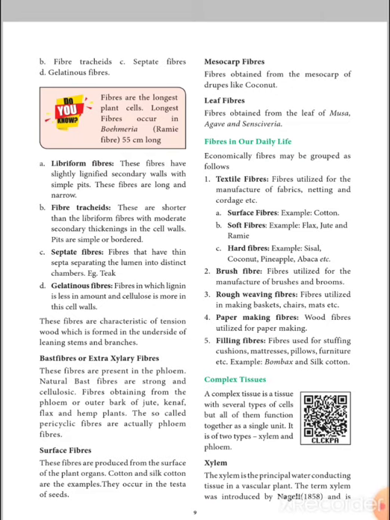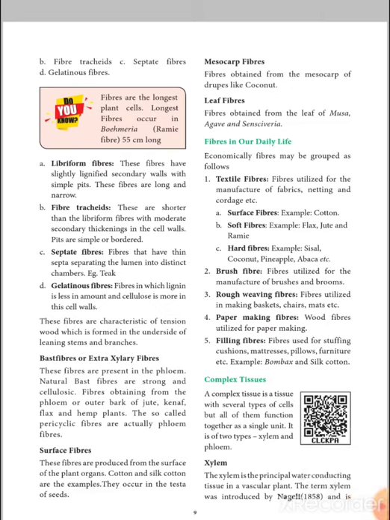The first one is the libriform fiber. These fibers have slightly lignified secondary walls with simple pits. These fibers are long and narrow. Then fiber tracheids. These are shorter than the libriform fibers with moderate secondary thickenings in the cell wall. Pits are simple or bordered.